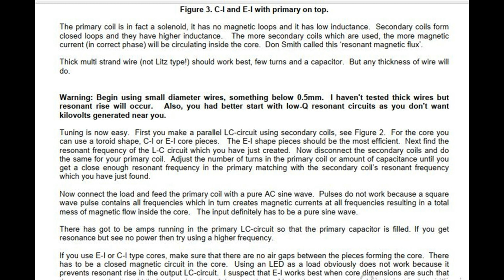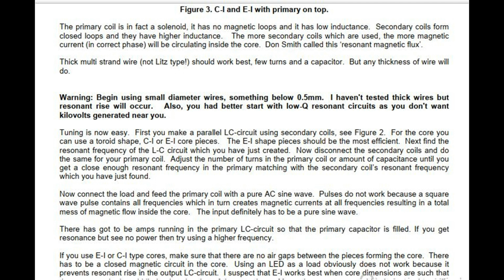Tuning is now easy. First you make a parallel LC circuit using secondary coils, see Figure 2. For the core you can use a toroid shape, CI or EI core pieces. The EI shape pieces should be the most efficient. Next find the resonant frequency of the LC circuit which you have just created.